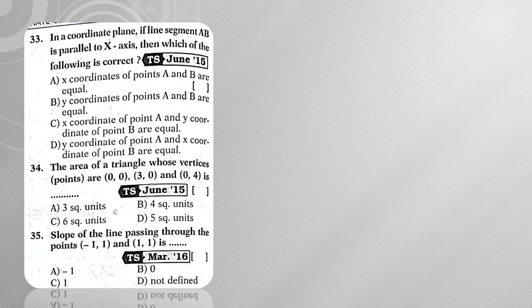Next, moving on to question number 33. In the coordinate plane, if line segment AB is parallel to the x-axis. For this, I need to draw a coordinate axis, then only will we get clarity, right? Then which of the following is correct? AB is a line segment which is parallel to the x-axis. Since this is the x-axis, one line segment AB is drawn parallel to it. Not only above, you can draw below also.